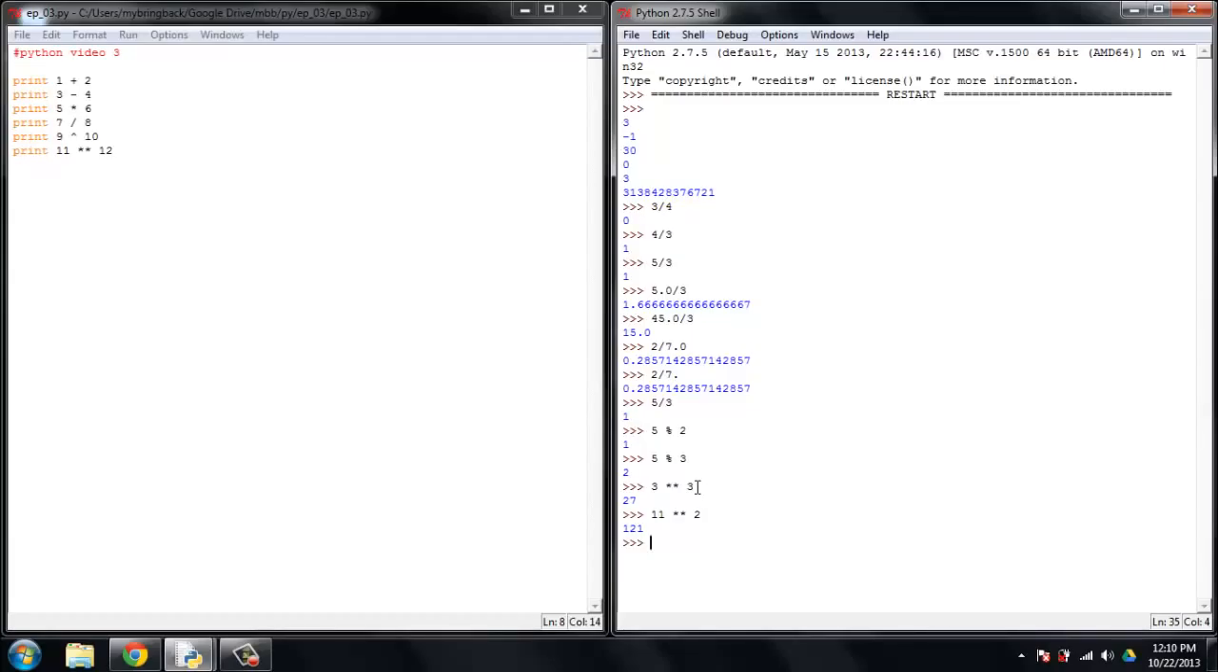So those are some very quick basics, things to be aware of, getting you comfortable with the mathematical underpinnings of Python.